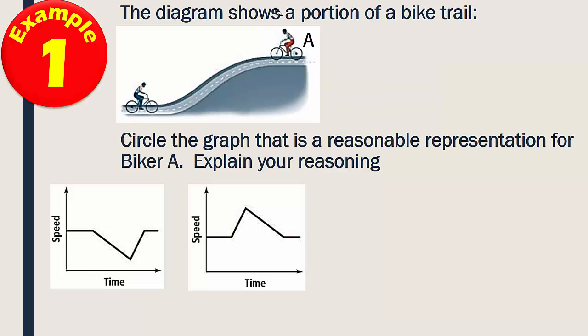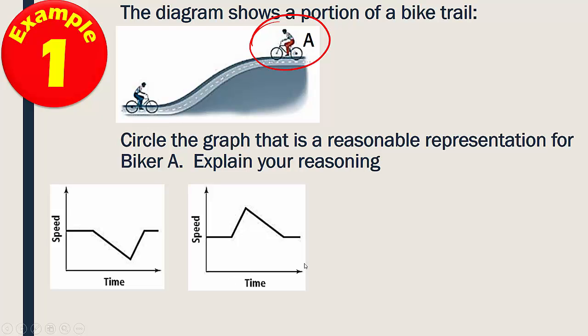So for example, a diagram shows a portion of a bike trail. We need to circle the graph that is a reasonable representation for biker A. So here we have biker A way up here. Okay, and we want to explain our reasoning. So which graph would it be? Okay, we're looking at speed. So this is their speed. So if it's flat, remember, their constant speed. If it's going down, they're slowing down. If it's going up, then they're speeding up. Okay, and that's over the course of time.